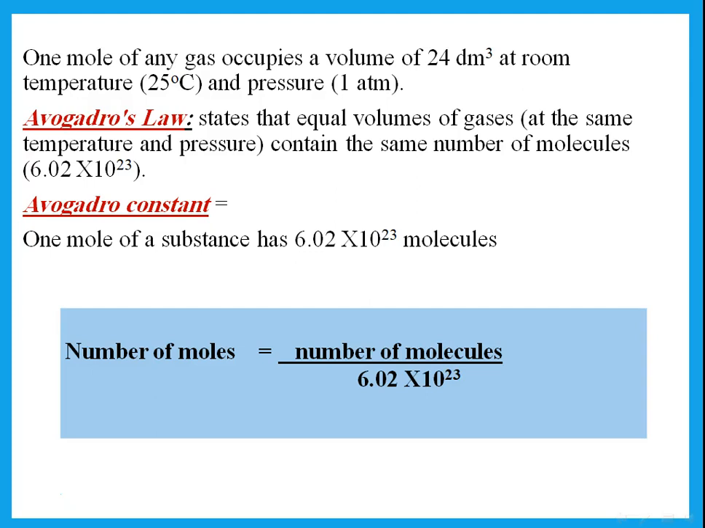So that means that if he wants the number of moles from the number of molecules, he says I have a certain number of molecules, what is the number of moles? I divide by 6.02 times 10 to the 23. Or if I want the number of molecules, then I multiply the number of moles by 6.02 times 10 to the 23. So that number is called the Avogadro constant.